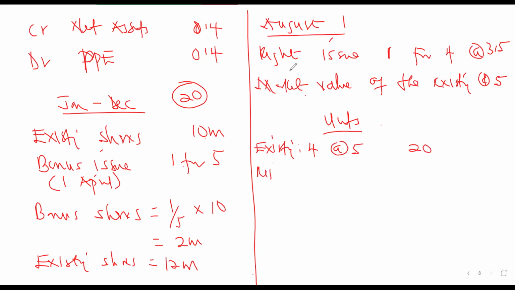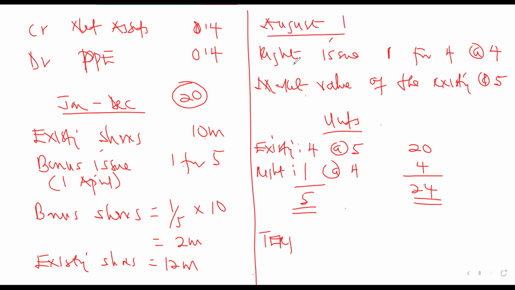You come to the right issue here. You'll be giving one share at 3.5. So let me just make this one 4 cedi so that maybe we can get absolute figures and move on. So this will give us 4. So our total will be 24 and our number of shares will be 4 plus 1. That will give us 5. So you can find your theoretical ex-rights price to be 24 over 5. What are we having? 4.8.